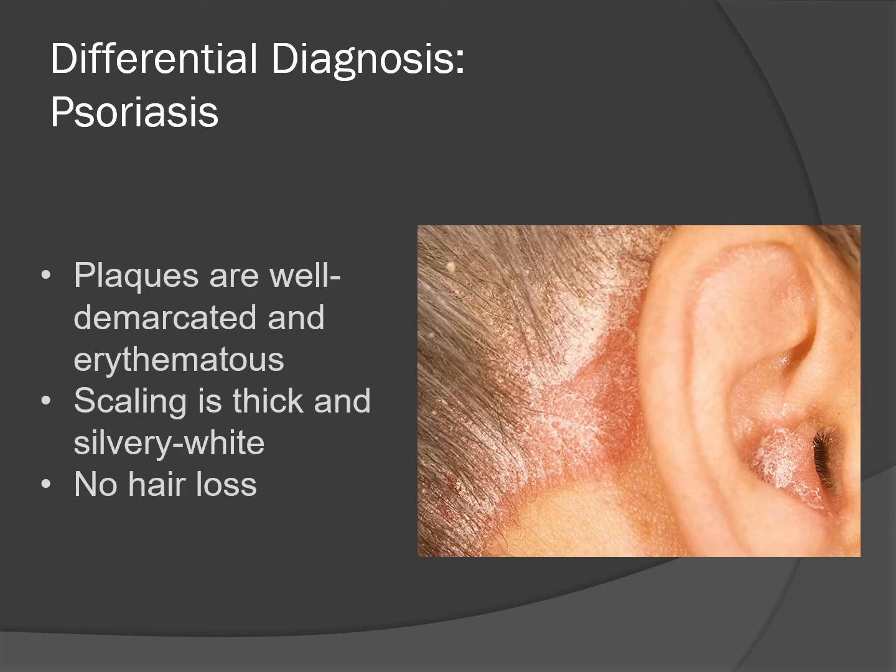Psoriasis lesions can be differentiated from Tinea Capitis lesions as well, because the plaques here are well demarcated and very erythematous, and the scaling here is very thick and silvery white in color, and there is again no hair loss.